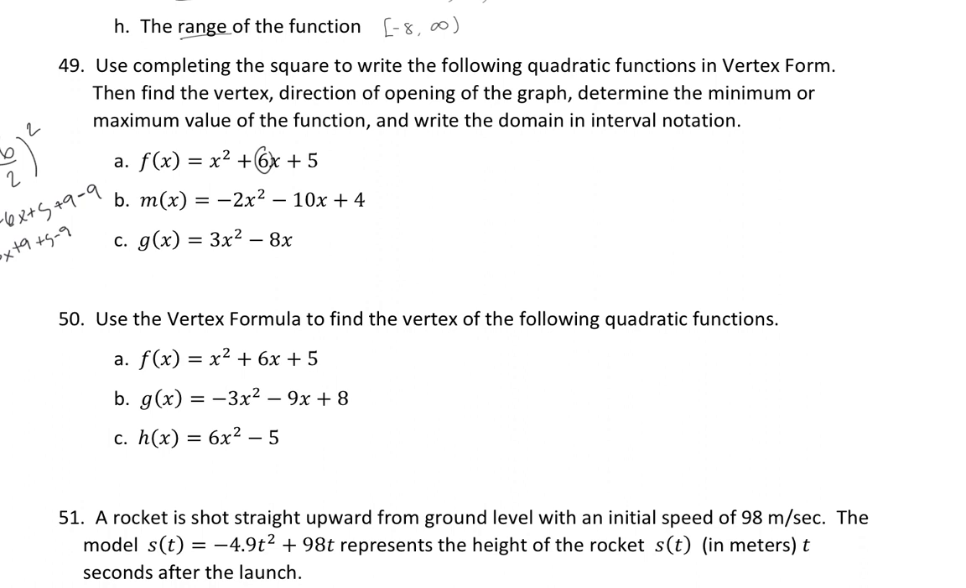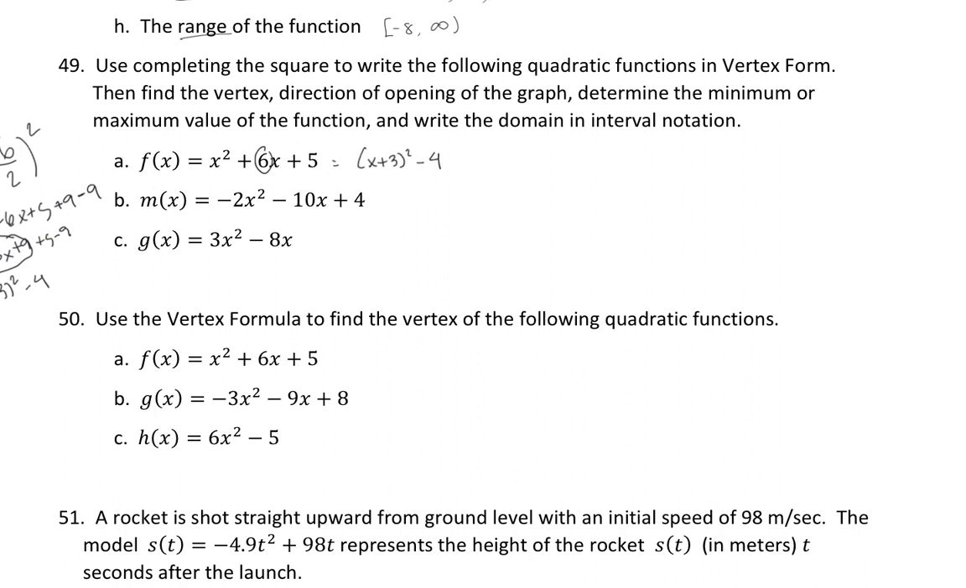So then, if we look at this whole little section, we see that this is going to be x plus 3 squared. And then we'll have that plus 5 minus 9. And if we do 5 minus 9, that's just going to be minus 4, right? So then we have our function in vertex form. So that's going to be equal to x plus 3 squared minus 4.